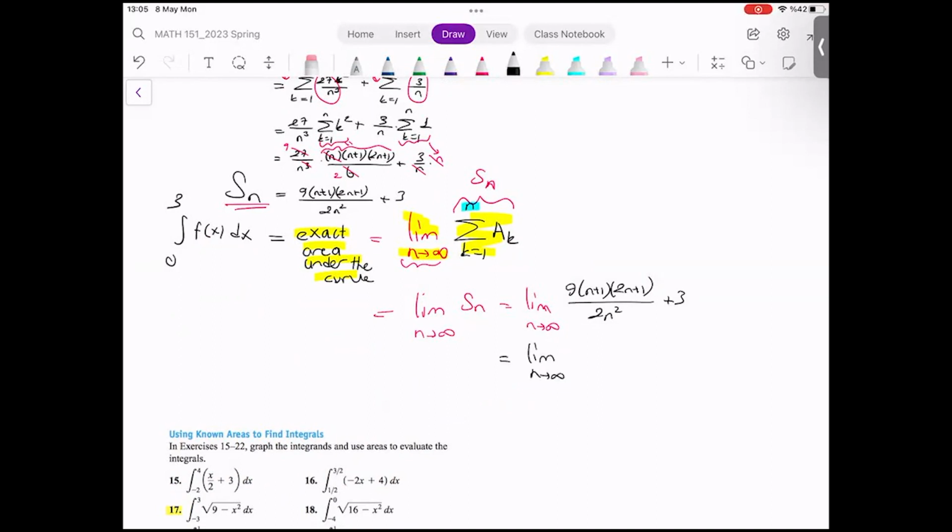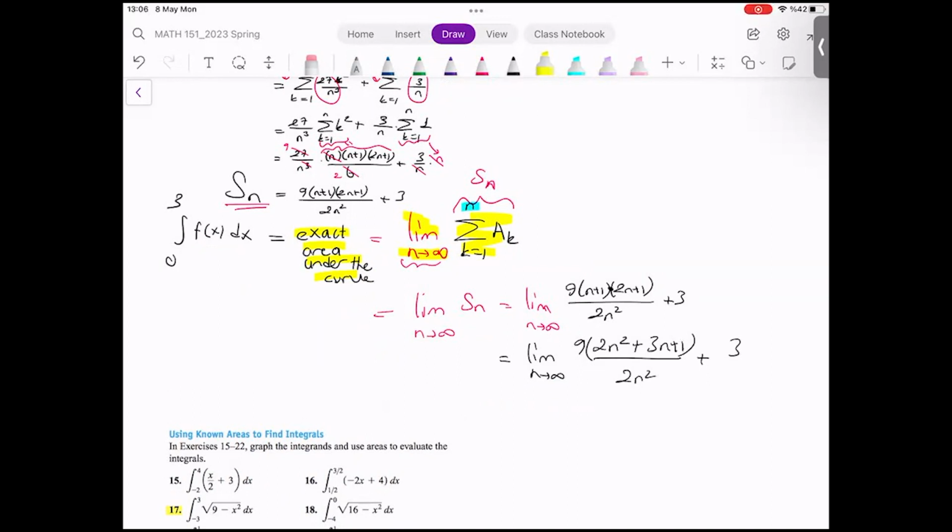N goes to infinity. Let me write down the expression. If we multiply these polynomials, so it is 9 times 2n squared plus 3n plus 1 divided by 2n squared plus 3. Okay, I just do this multiplication.